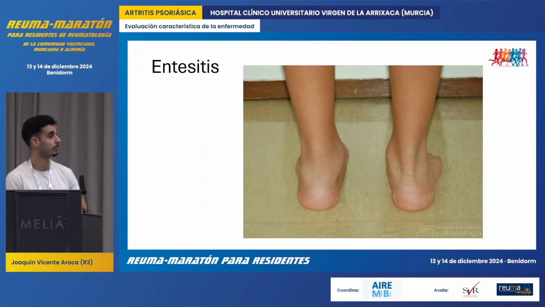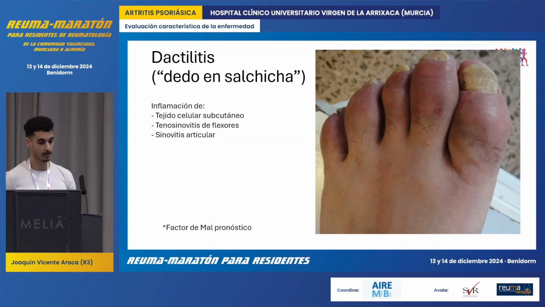As for enthesitis, remember that the enthesis is not just the insertion of the muscle tendon into the bone, but it also involves the insertion of ligaments, joint capsule, and fascia to the bone. And here we see an image specifically showing Achilles enthesitis in the left foot. As for dactylitis, which is the same as saying sausage digit, just to remind you, it's the inflammation of the subcutaneous connective tissue, but it doesn't stop there. There will also be flexor tenosynovitis and joint synovitis. And as I've already mentioned, it is a poor prognostic factor that is associated with greater radiological progression of the disease.